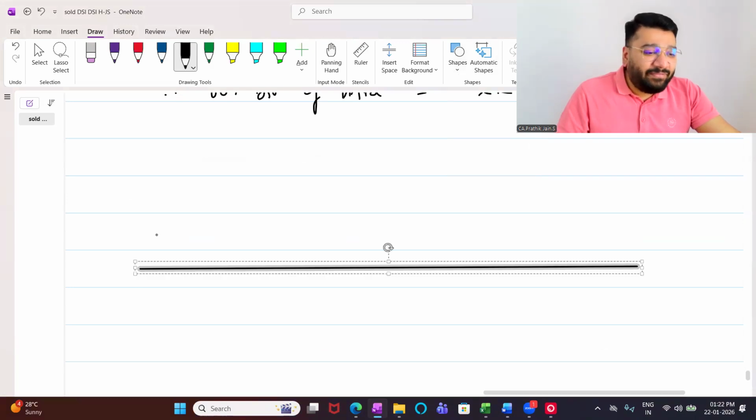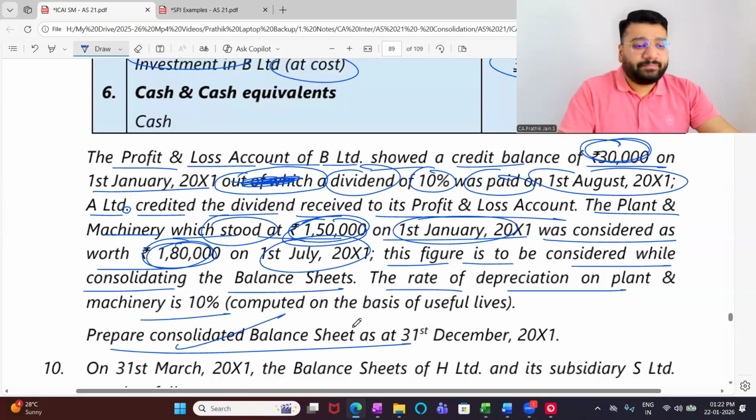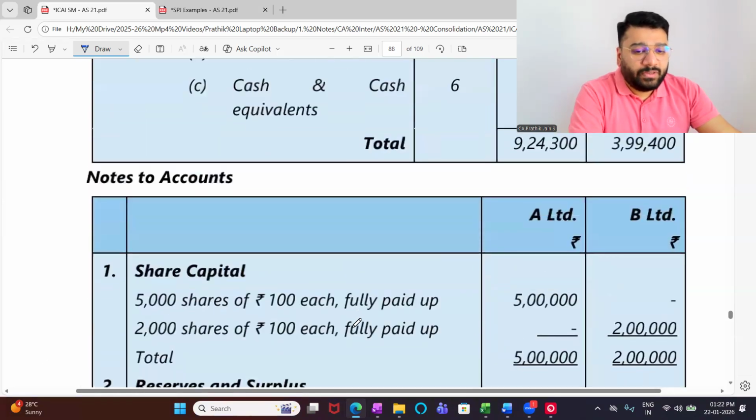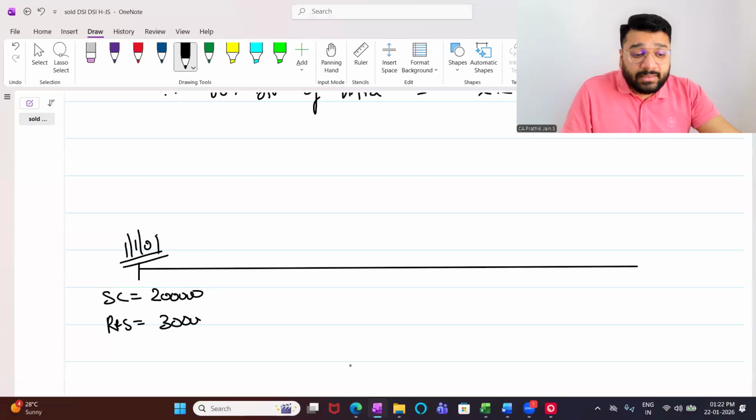Now, diagram very fast. Tell me. 1/1/2001. Share capital is how much? 2 lakh. What is the P&L balance? It is reserve and surplus. How much? 30,000. Am I right?